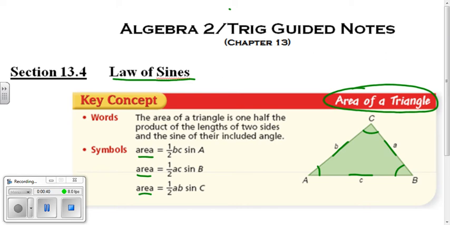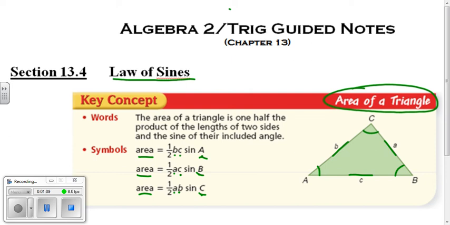Notice in each of these, A, B, C, B, A, and C, A, B, and C, all three letters are used, and only one is capital. The other two are the lowercase sides. So it's the angle and the two sides that are adjacent to that angle. Those are the ones used to find the area.